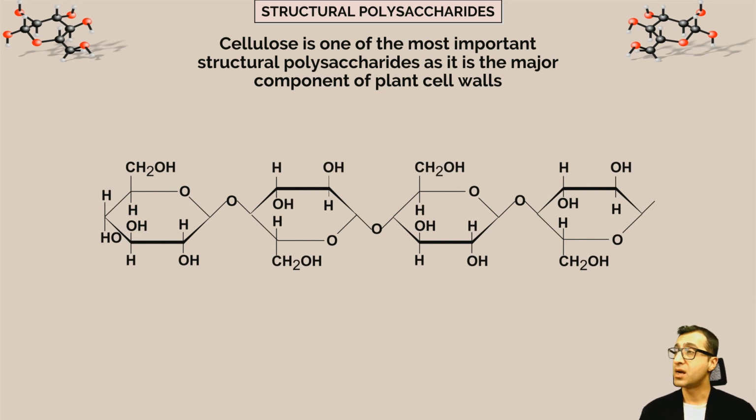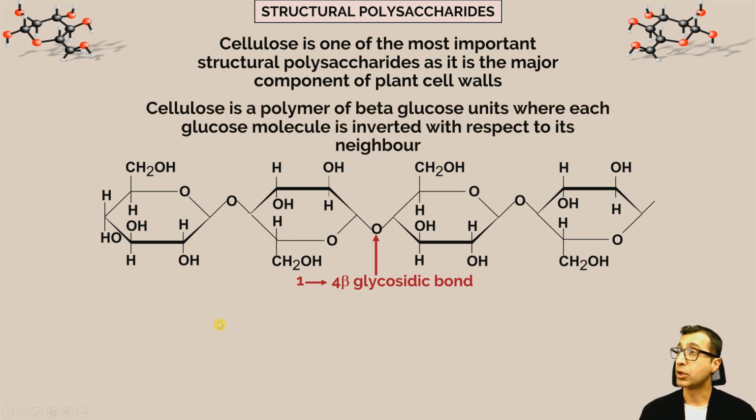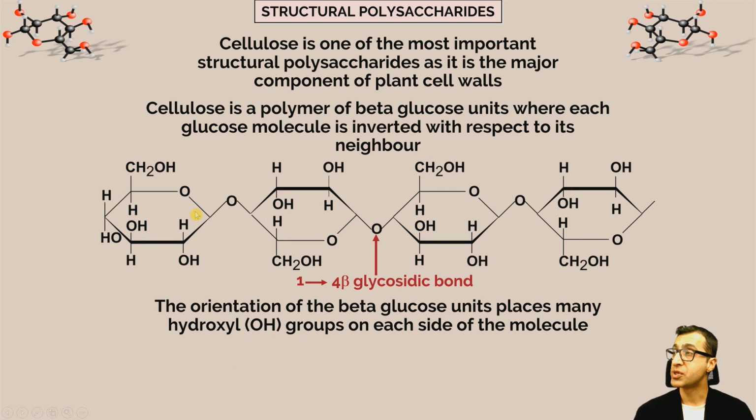And so this is a diagram of a section of a cellulose molecule, and you can see here from the Haworth projections of the individual monomers that we have 1,4 glycosidic bonds. And so cellulose is a polymer, but this time of beta glucose molecules. And so each glucose molecule here is also inverted with respect to its neighbour, as you can see here from the Haworth projections. Now, the orientation of the beta glucose units places many of the hydroxyl groups on either side of the molecule, as you can see here.